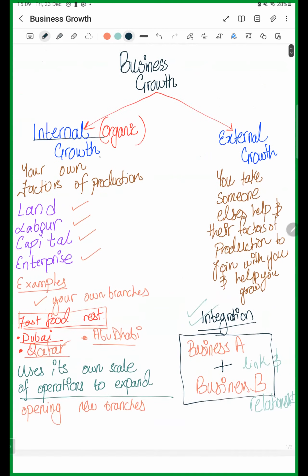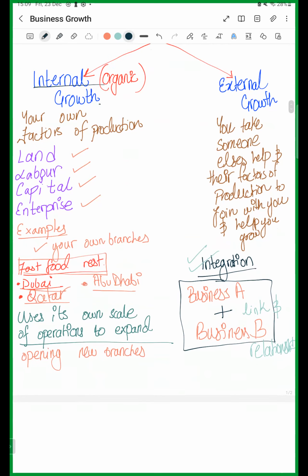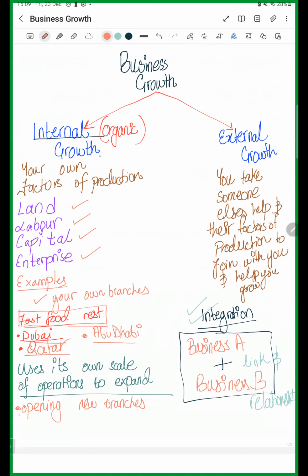Now internal growth doesn't have many categories. It's only that internal growth could be launching a new product line. So you could say that you're launching a new product line, you're opening new branches. For example, you are a female fashion outlet. Now you've just introduced yourself into children's wear as well. So this is also internal growth.